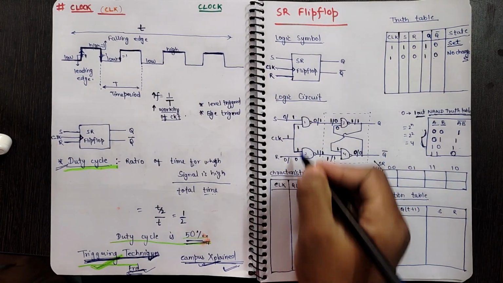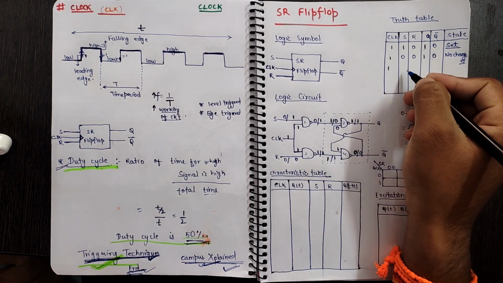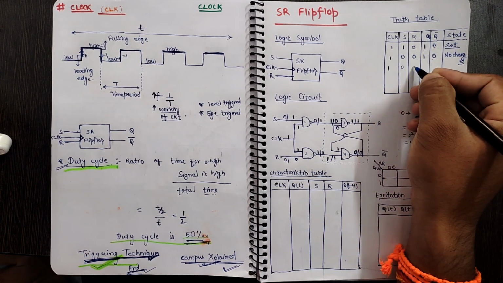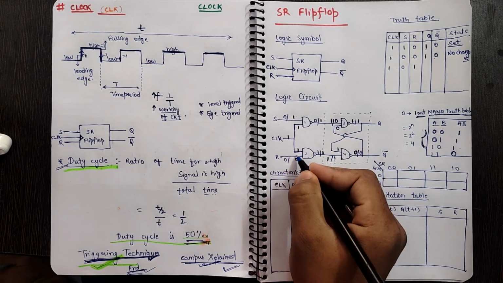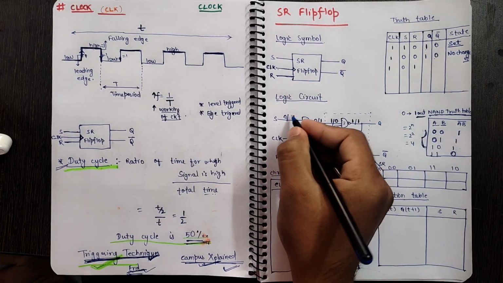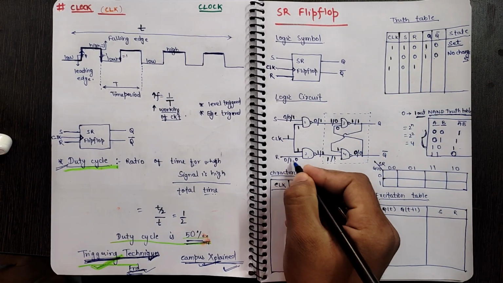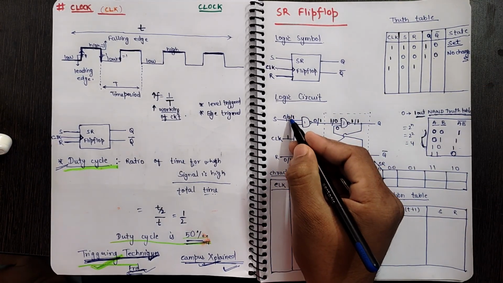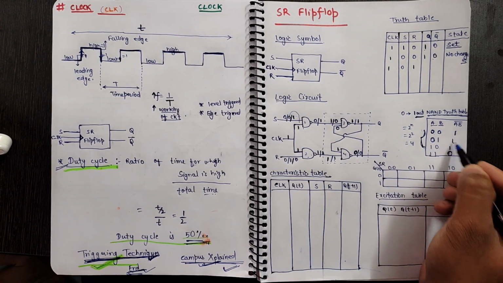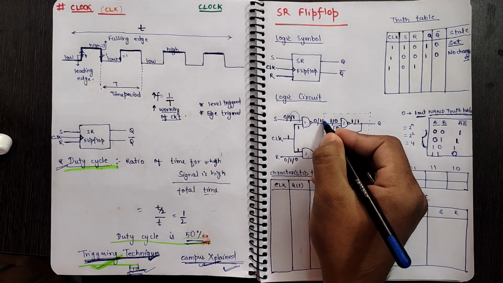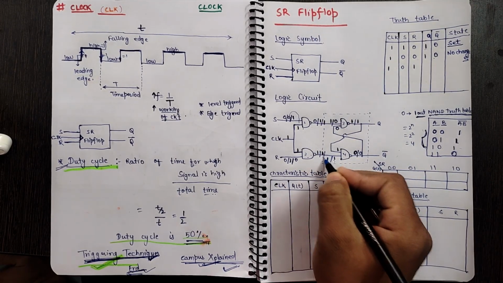Talking about the next case, we will take clock value as 1, S value as 0 and R value as 1. So clock is 1, so 1 will be given here, here also 1 will be given. Our S value is 0, so we will write S value as 0, we will write R value as 1. Now this 0 and 1 will make what? 0 and 1 in the NAND gate will make 1. Here 1 and 1 will make 0.